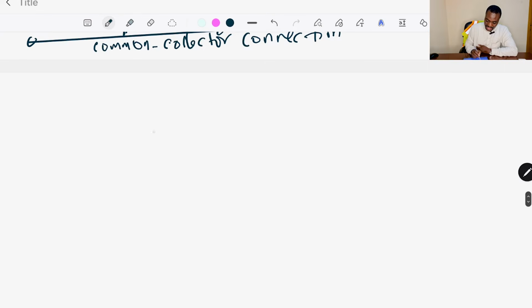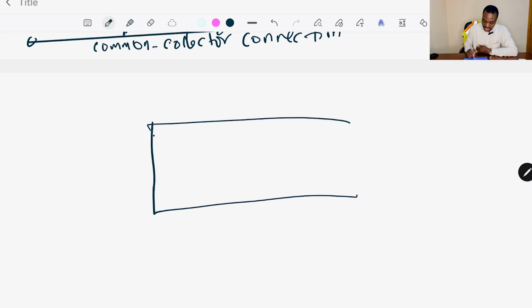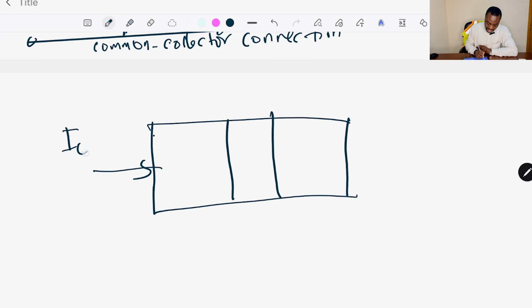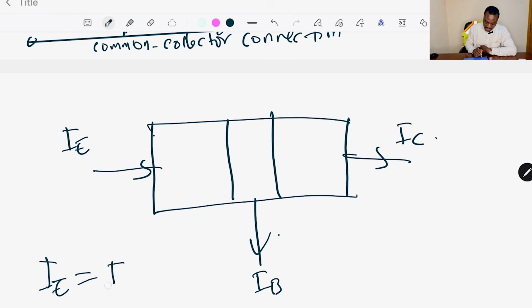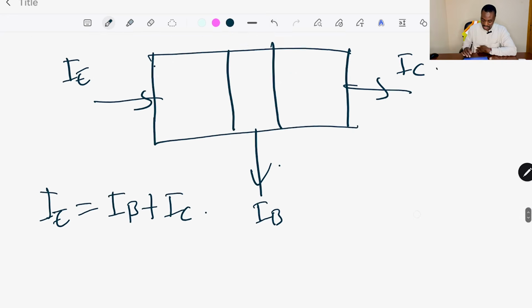So I can just sketch a diagram indicating only the current that we tend to have. Here we have current entering the emitter. And then we have current leaving the base. So we have base current, and then we have collector current. So we have the emitter current being equal to the base current plus the collector current. So we have this.